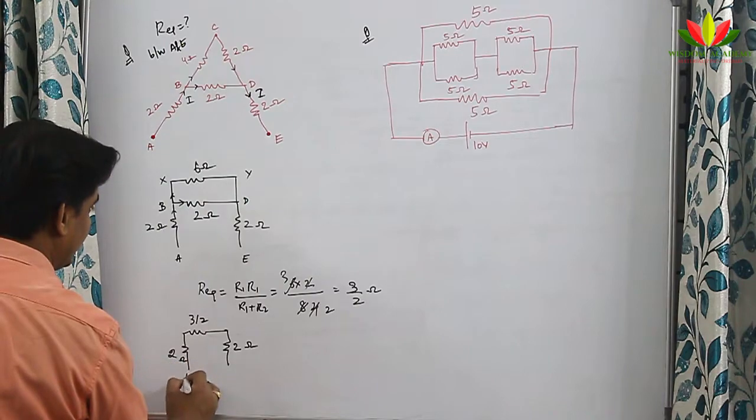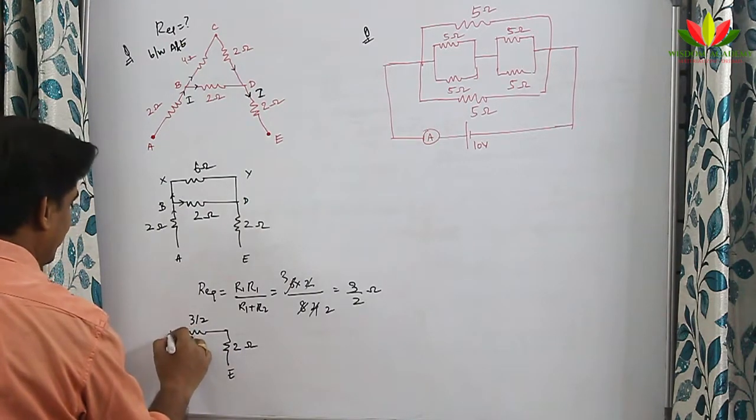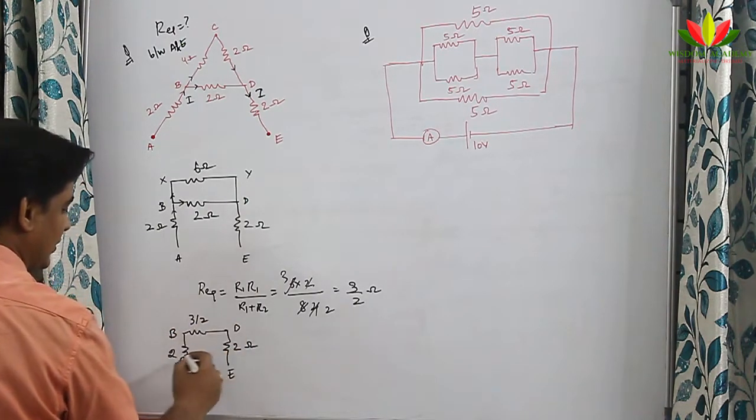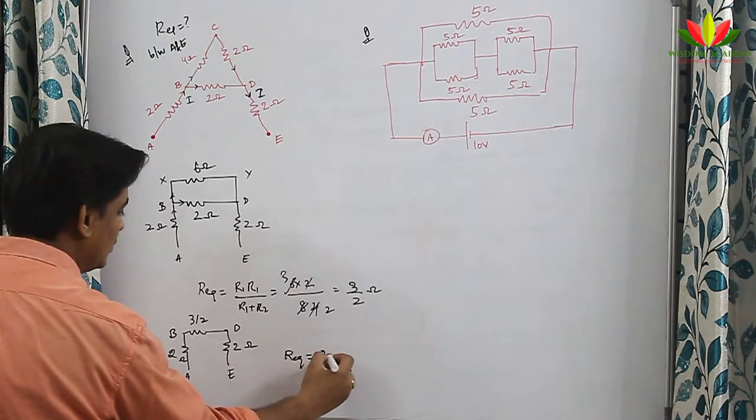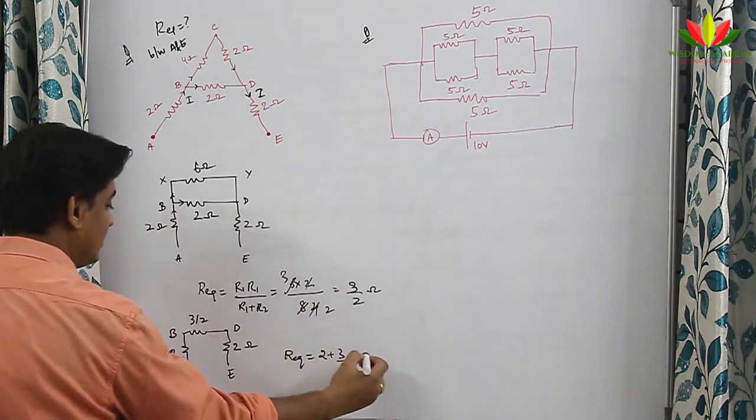So this is the point A, this is the point E. If you want to name, you can name BD. Now what is R equivalent? All these three are in series. So the final R equivalent is equal to 2 plus 3 by 2 plus 2.